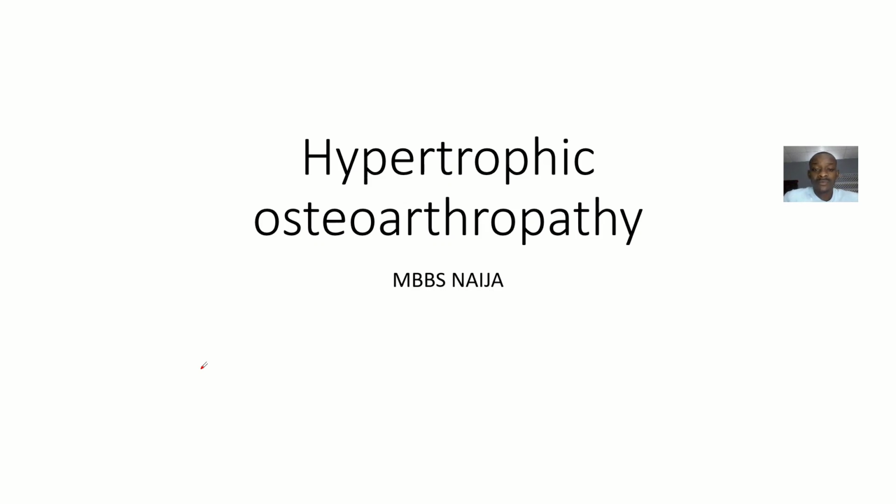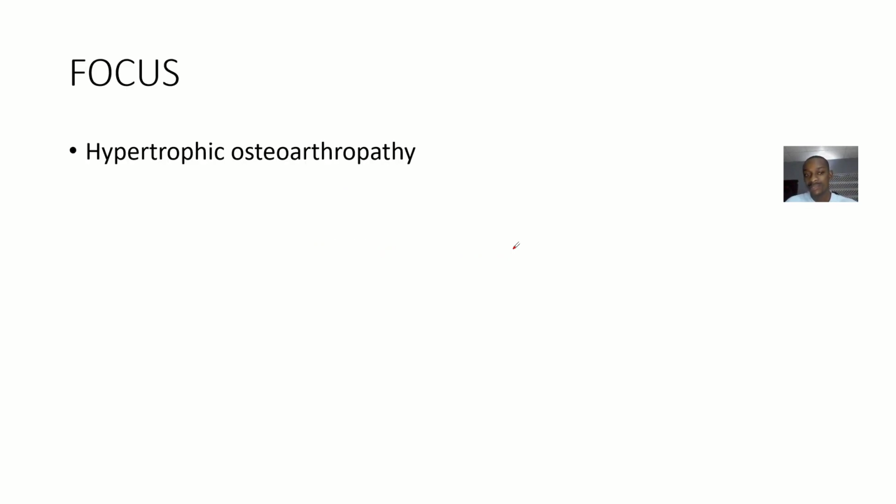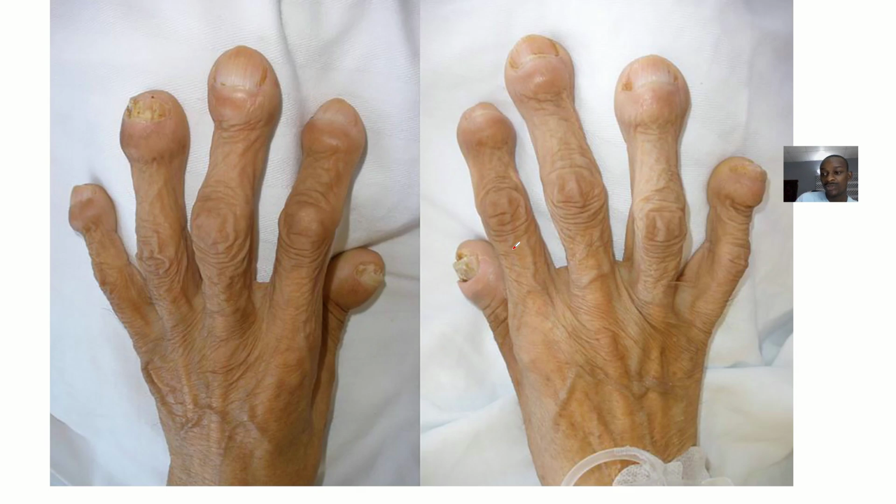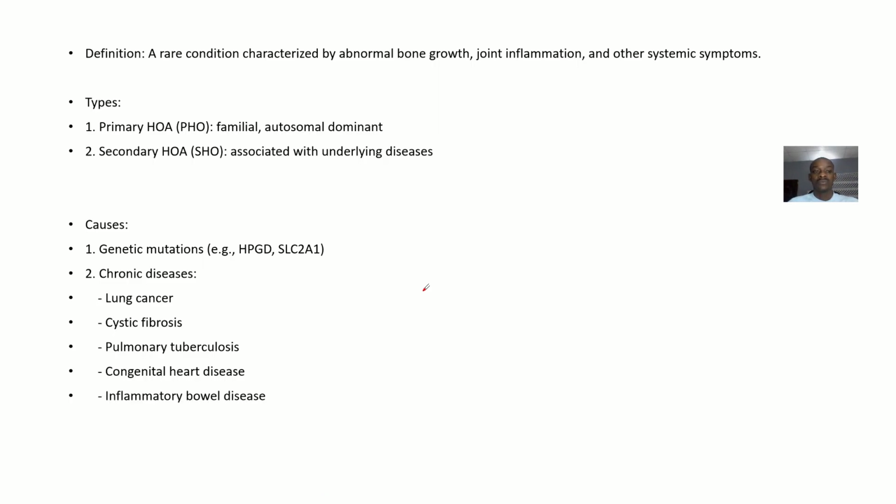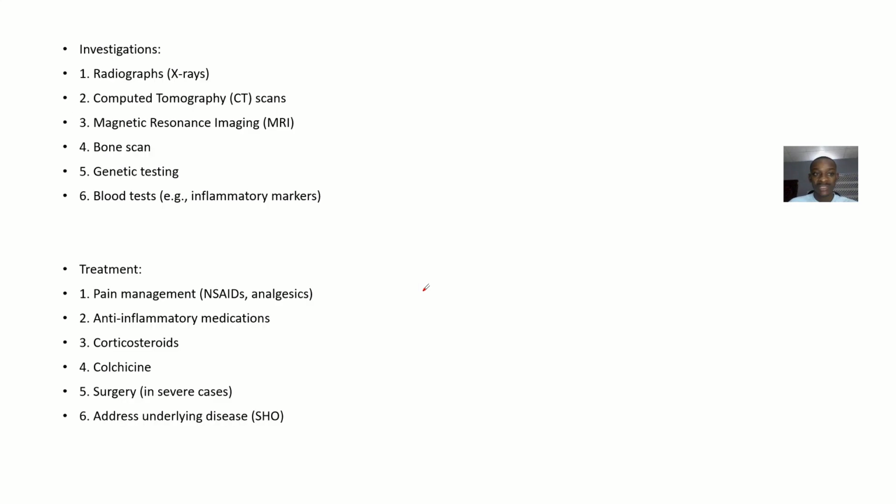Let's quickly look at the next type of bone problem. This is known as hypertrophic osteoarthropathy. You can see it is basically from the bones. Hypertrophic means the bones are actually increasing in size. So we'll talk about this from the types to the causes, the symptoms, the diagnostics, the investigations, to the treatments that could be offered for this condition.